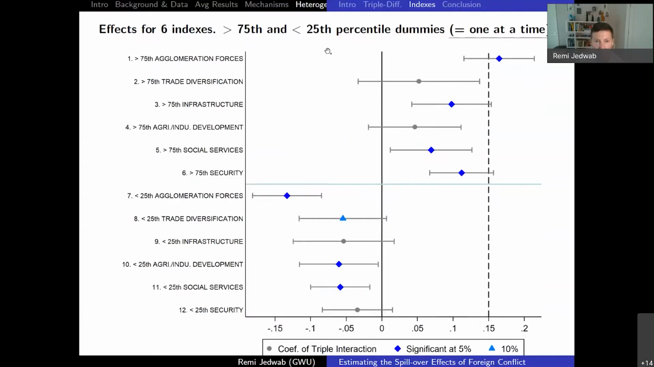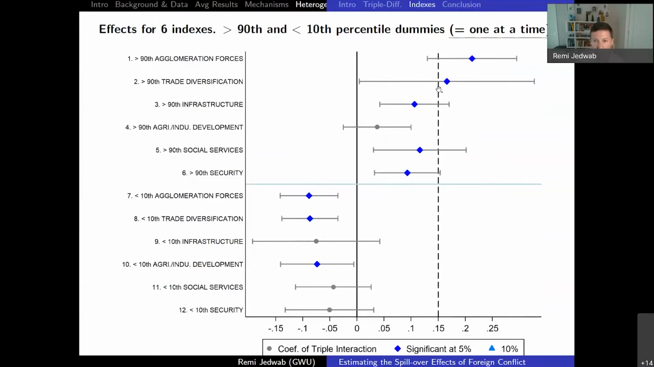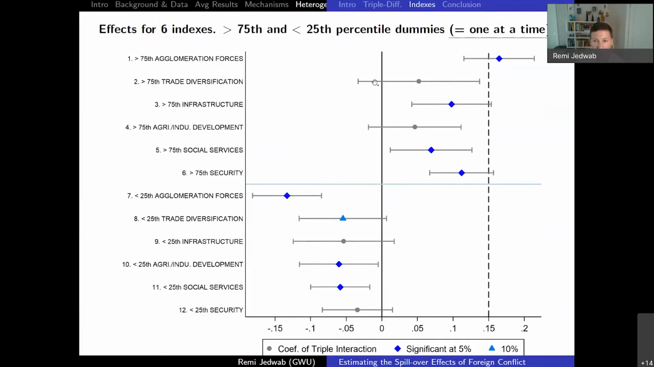We can focus on less extreme locations by having 75th and 25th percentile dummies. Then the effects are more or less the same. Some of the effects decrease, some increase. Here, trade diversification is very important for the places doing a lot of trade, but less so if you include places where trade is less important. And security is important here, but if you look more broadly, at all the places close, and not so close, in the region of these paramilitary forces headquarters, you see the effect increase.